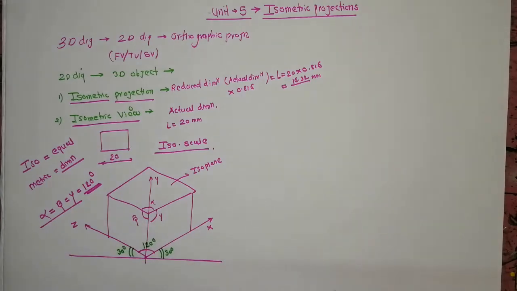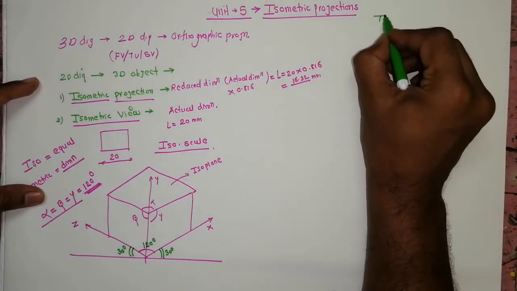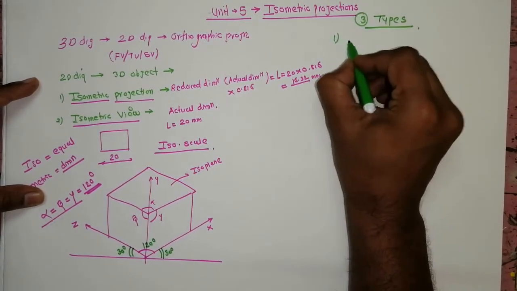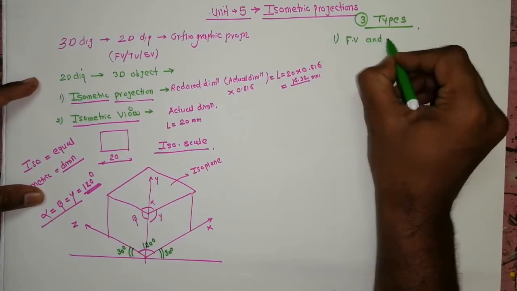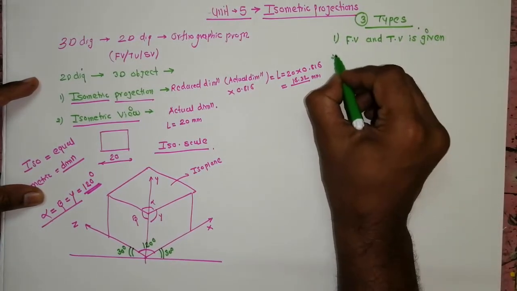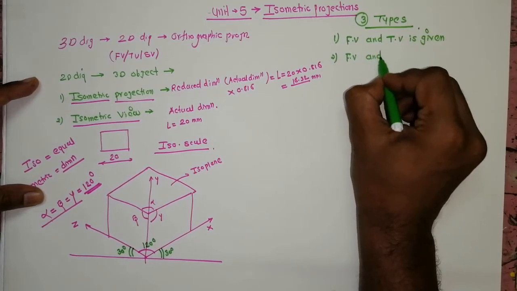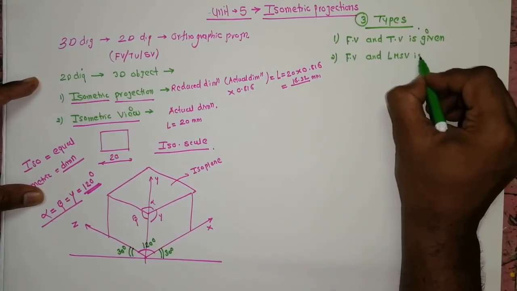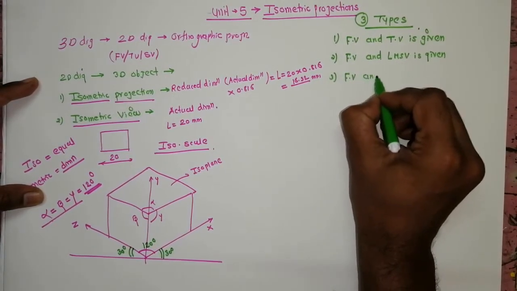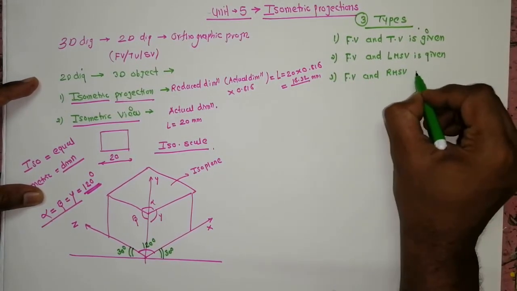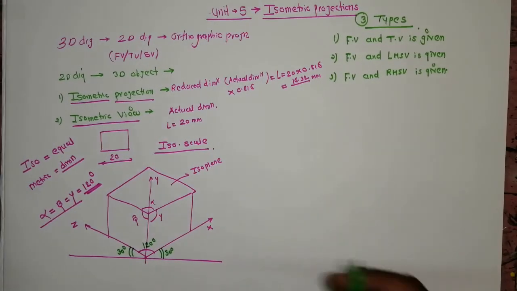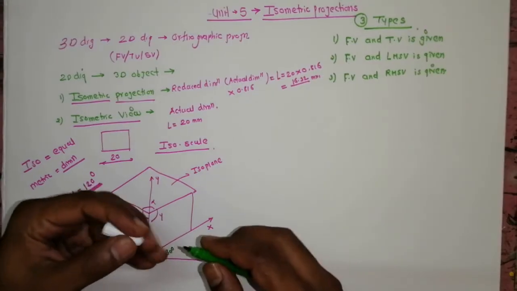Now here in isometric projections we have to concern ourselves with three types of problem. One, when the front view and top view are given. Second, when the front view and left hand side view are given, and third, the type of problem where the front view and right hand side view are given. So these are the three types of problem we will see in this particular unit.